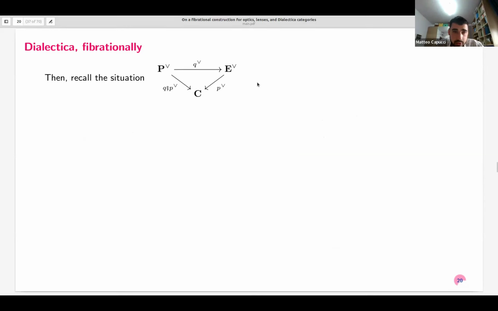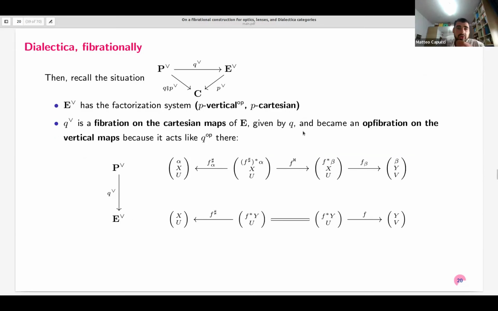So we had this situation here. Where are we now? So we have E dual having the factorization system we've seen before. We have Q dual, which is an ambifibration on E dual. And then we can look at maps in P dual, as I did in the previous slide, given by this factorization system, which we have now the co-Cartesian maps, which are the Q vertical, sorry, the P Cartesian maps, which are going the opposite way. And then the other two pieces, which are going one way, the other way, okay?